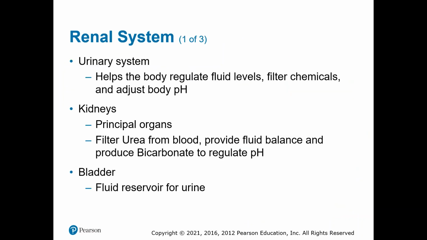Your renal system is composed of your urinary system. It helps regulate the body's fluid levels, filter chemicals, and adjust the body pH. Kidneys are principal organs. They filter urea from blood, provide fluid balance, and produce bicarb to regulate that pH as well. Your bladder is a fluid reservoir for urine.